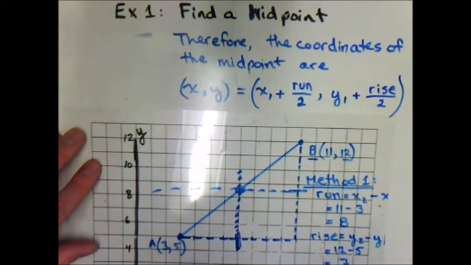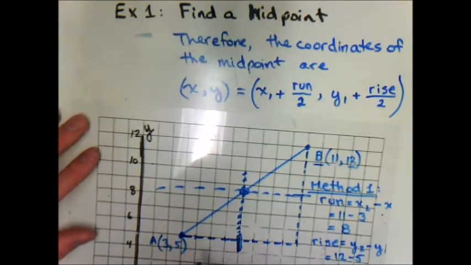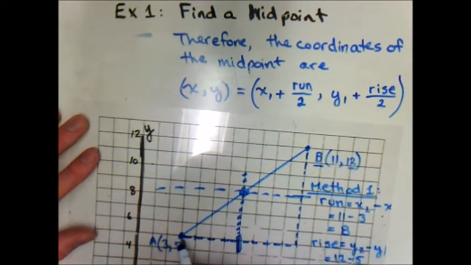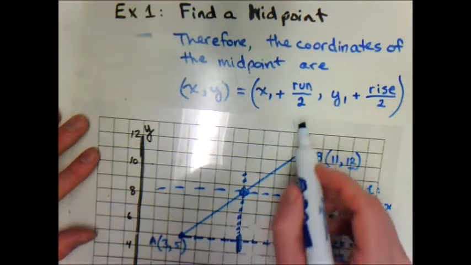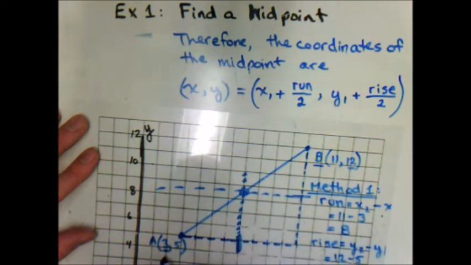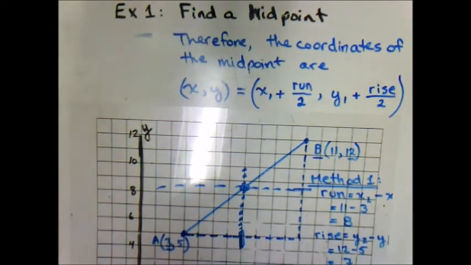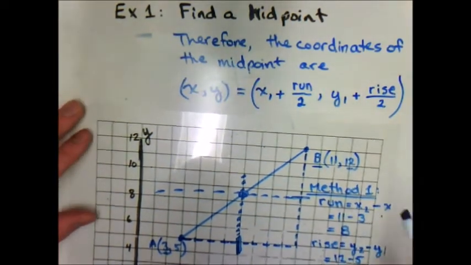There is a second method that will help clear all this up as well. But basically all we've done is we've started at A, and horizontally we went halfway, right? Run divided by 2. We added that to our x1, which is 3. And then vertically we start at 5, and we're going to add half of the distance between A and B vertically. Okay, so it makes perfect sense. It's going to find our midpoint.